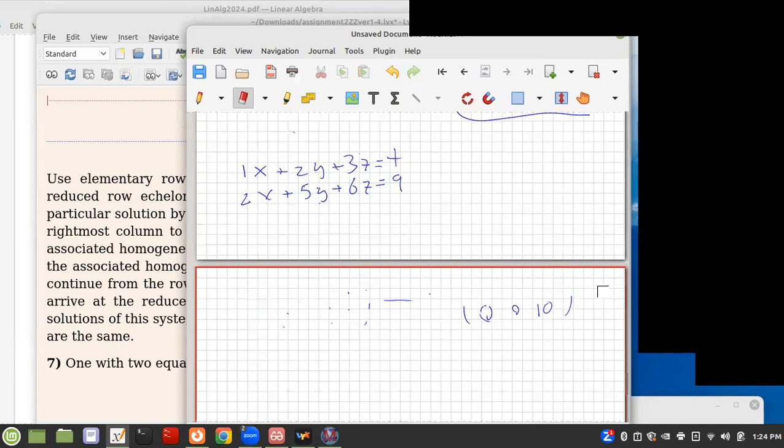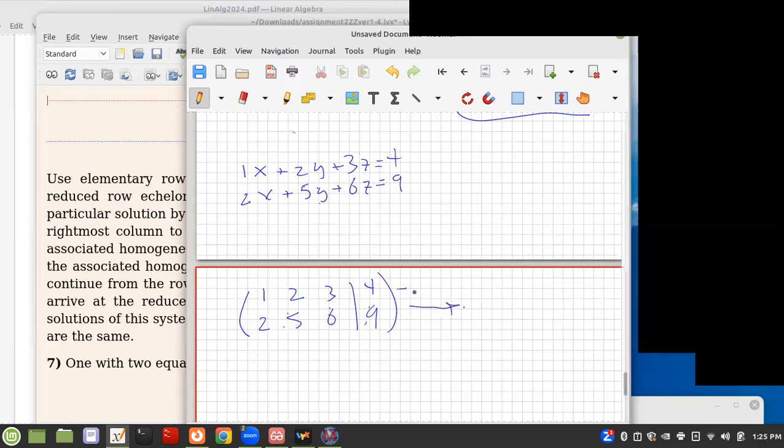The problem is I want an example, so let's say you had this system here: x plus 2y plus 3z equals 4, 2x plus 5y plus 6z equals 9. The augmented matrix would be this. I would put it into echelon form by minus 2. Oh no, I don't want it to be in reduced echelon form. So we're going to do 6.